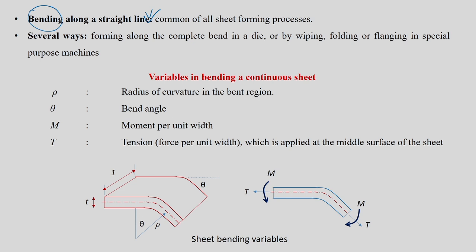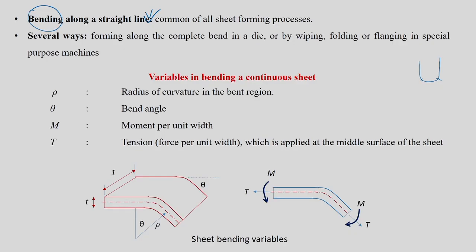Suppose you take a deep drawn cup that we are making. You will see that it is bent in these locations, but the bending is not straight, it is going to be circular in nature. Nevertheless, we are going to study mainly the bending along a straight line, which is easy for us to understand the theoretical part of the bending process.